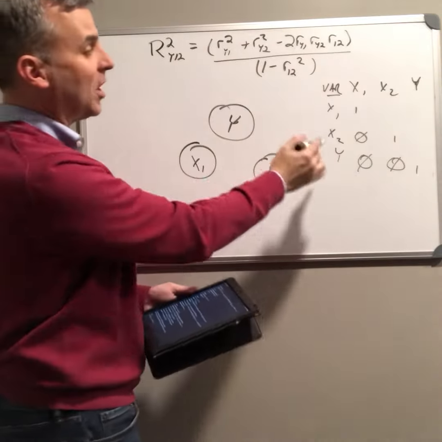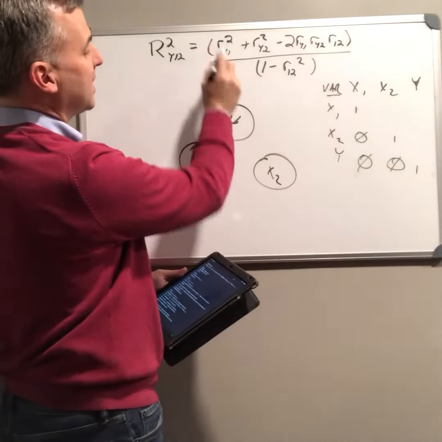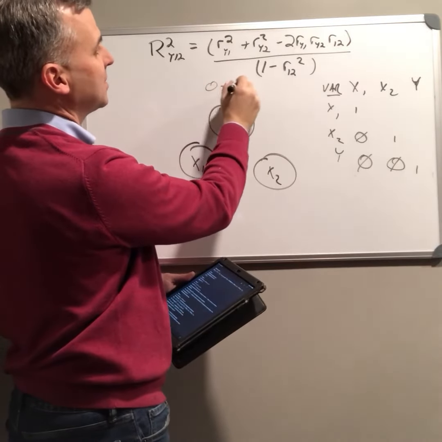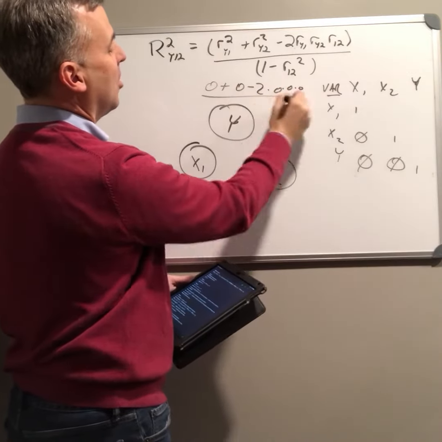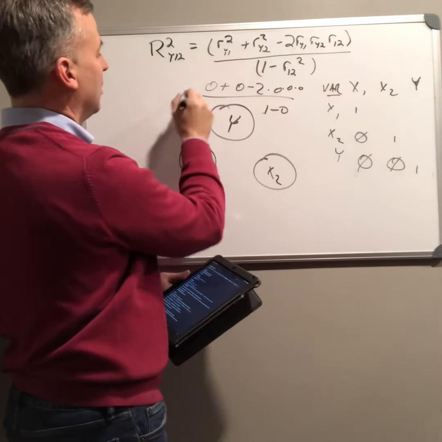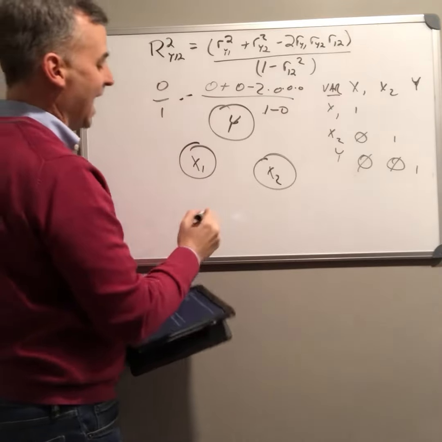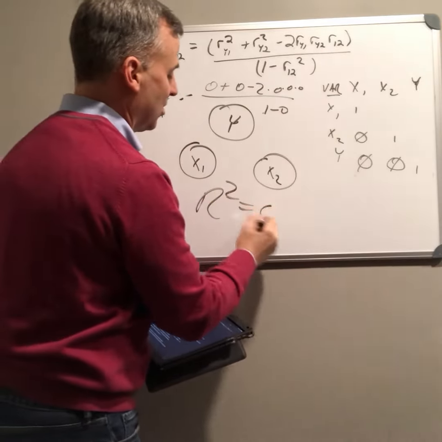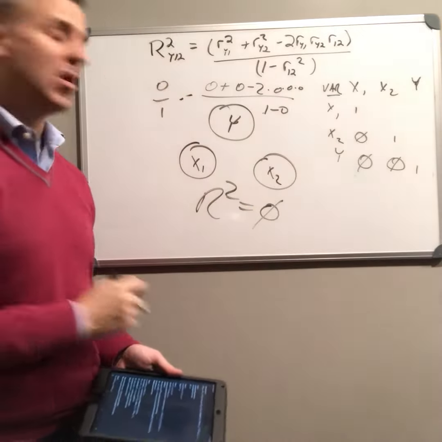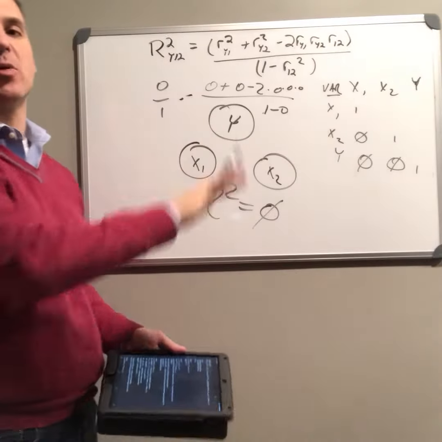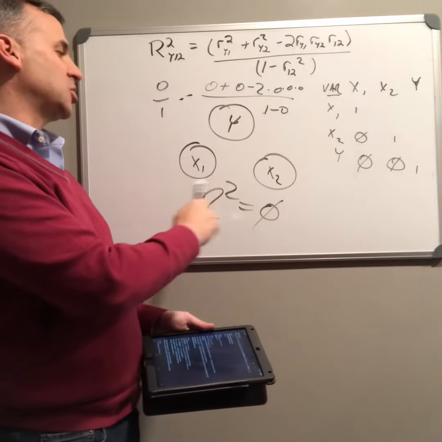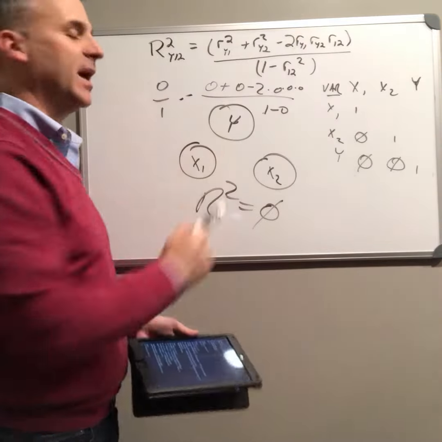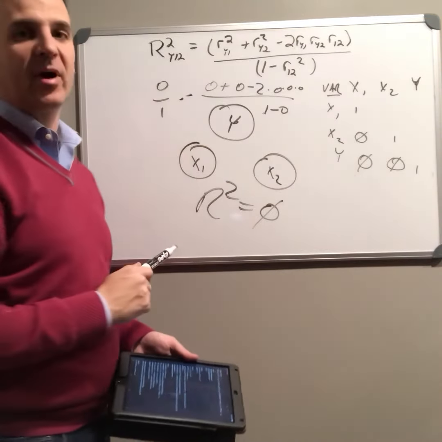Now, if we plug in 0, this reduces to 0 plus 0 minus 2 times 0 times 0 times 0, all over 1 minus 0, which is equal to 0 over 1. And as we would expect in this case, r squared is equal to 0. R squared equals 0 means there is no explanatory value in our model. That neither x1 nor x2 nor the combination of the two explains any of the variance in y.